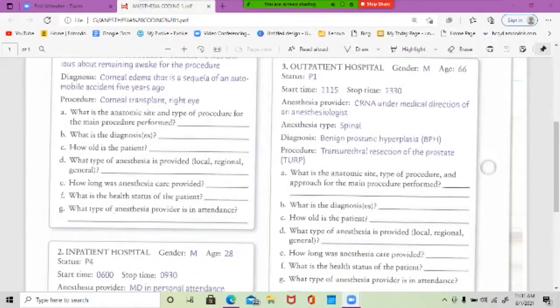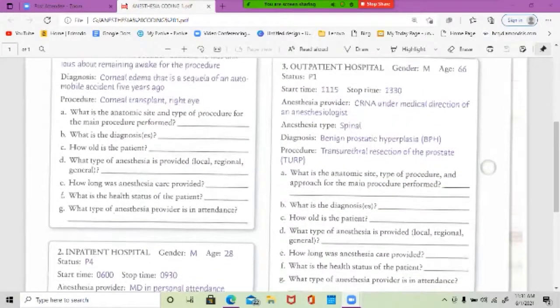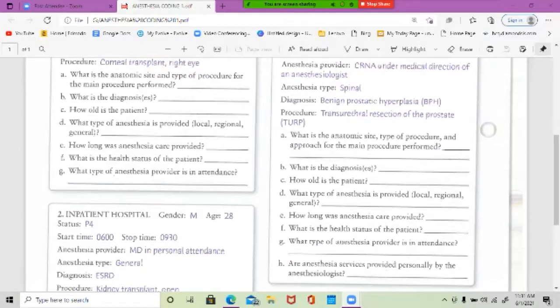So I can't hardly see this. Okay. I thought it was spinal. Oh, hang on a minute. It is spinal. Where am I at? I was looking at something else. What type? This answer key's wrong. It's spinal.